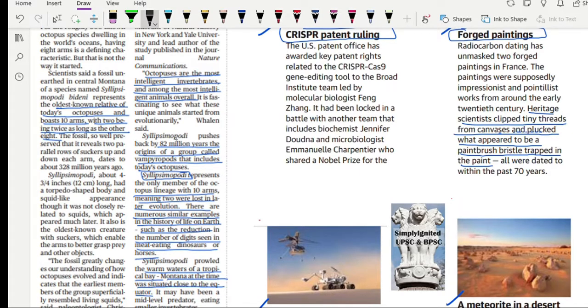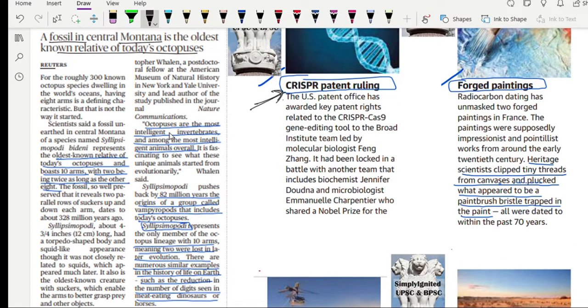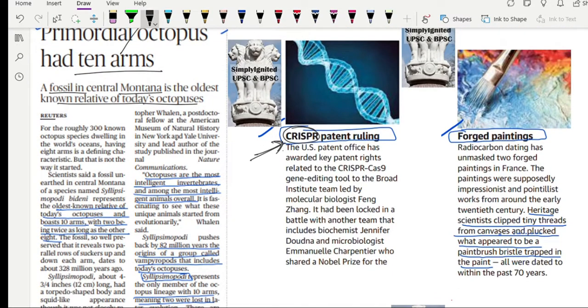These are the things. Now there's this CRISPR patenting rule. So read about CRISPR technology. It has been asked thrice in prelims, and I think once in mains. So please give it a read.